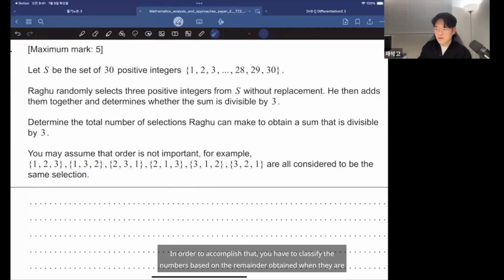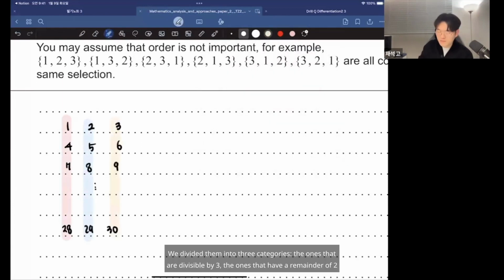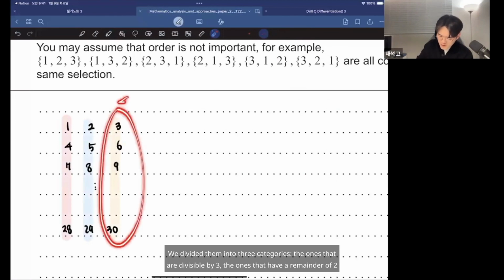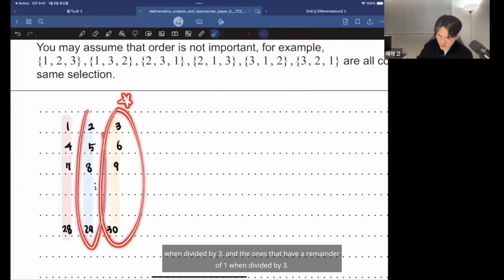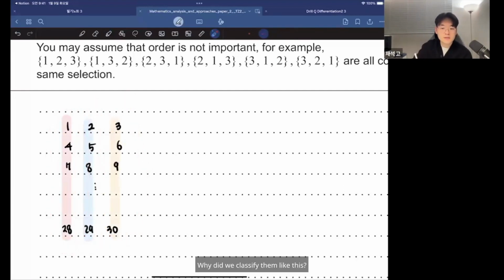In order to accomplish that, you have to classify the numbers based on the remainder obtained when they are divided by 3. So we divided these numbers into 3 groups. How did we classify them? We divided them into 3 categories: the ones that are divisible by 3, the ones that have a remainder of 2 when divided by 3, and the ones that have a remainder of 1 when divided by 3. We classified them like this. Why did we classify them like this?